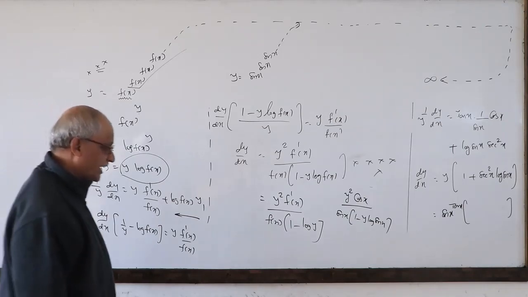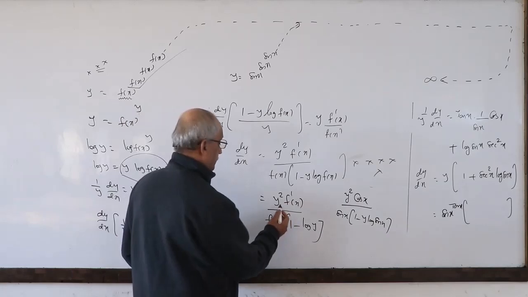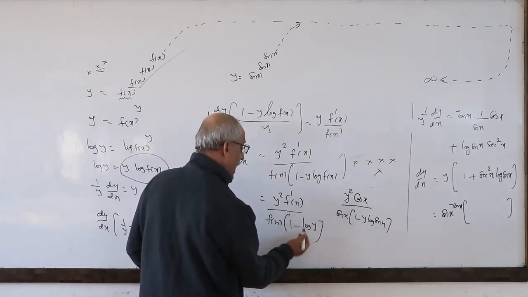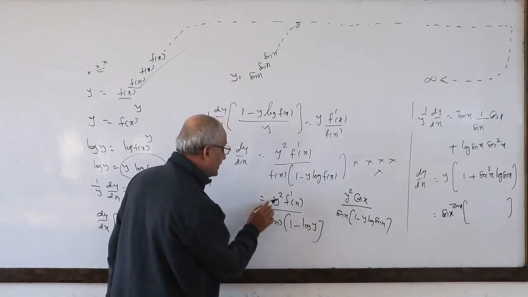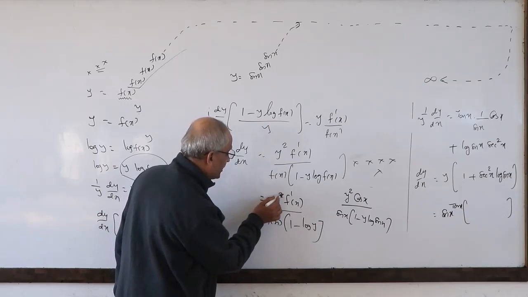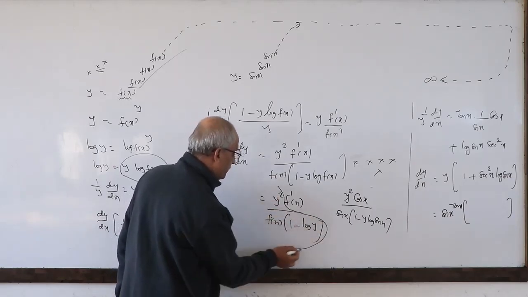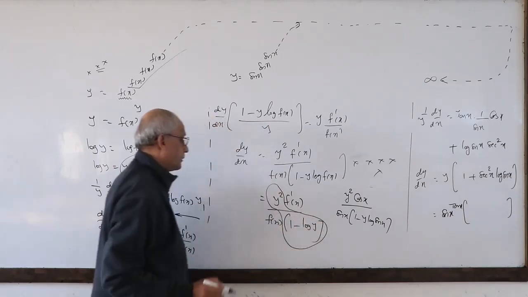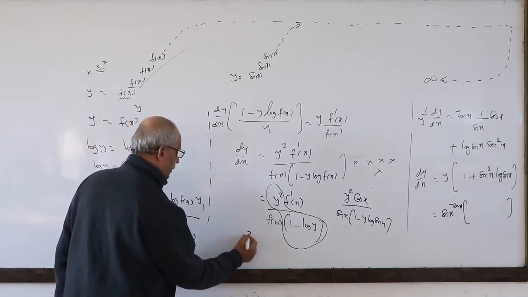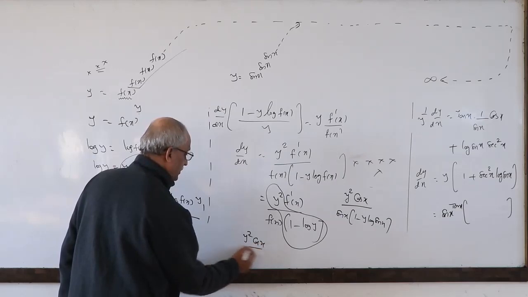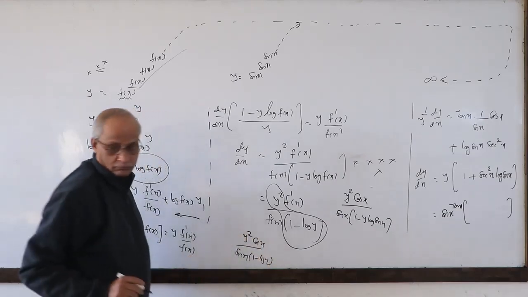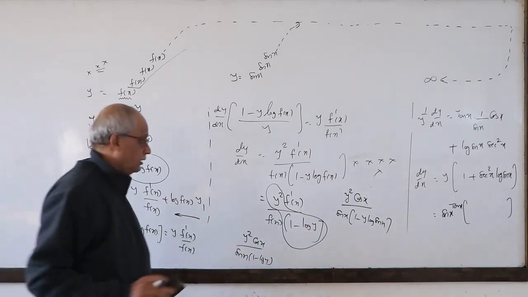Next, the second answer: y square. In the place of log x, write log y only. This is very important for you. y square times 1 minus log y is fixed for any problem. So I will write directly y square cos x by sin x into 1 minus log y. Finish. This is the best.